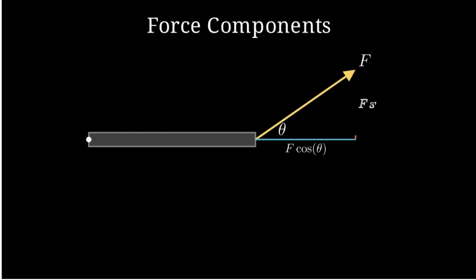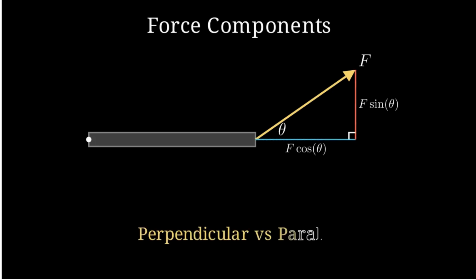We can break the force into two components. The parallel component, F cosine θ, pulls away from the axis and causes no rotation. The perpendicular component, F sine θ, is what creates the turning effect.